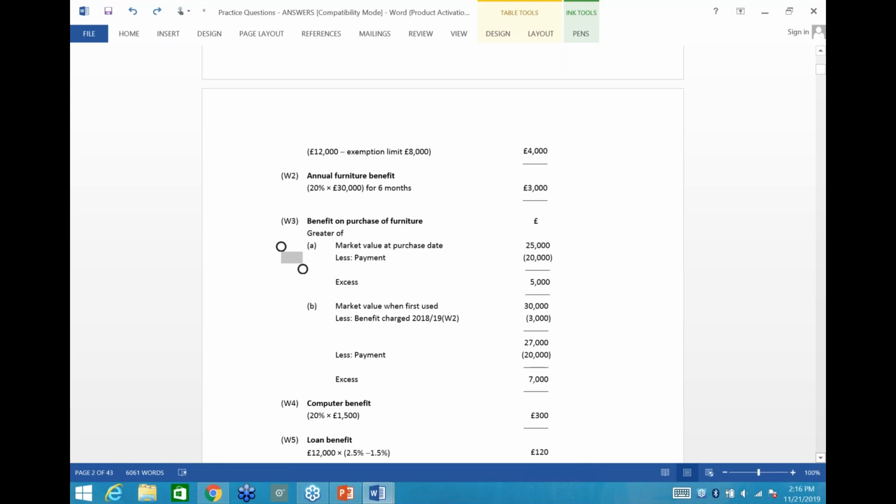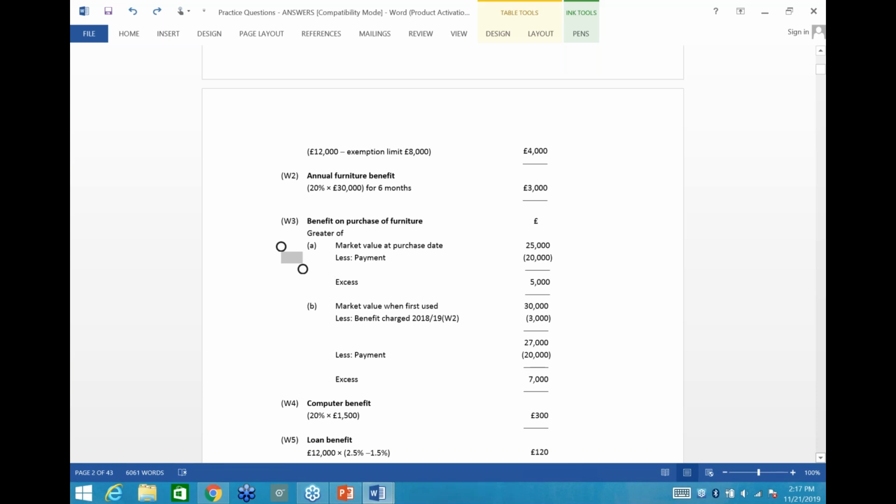Now, I am provided with furniture for my private use. Who has given this furniture to me? By my employer. Is it for company's use or for my private use? It is for Rita's private use. Therefore, that gives her a benefit. This is what we call use of asset benefit, 30,000 pounds.